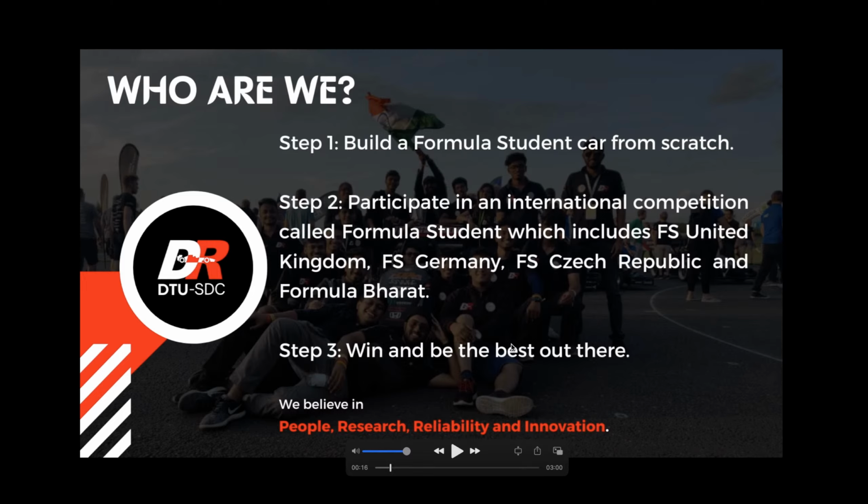Right. So there are three steps to be a part of this team, and three steps that we all have to follow once you are a part of this team as well. First is to build a Formula Student car from scratch. Second is to participate in an international competition called Formula Student, which includes international competitions like FS UK, FS Germany, FS Czech Republic, and the national leg of this competition that is called Formula Bharat. And the third step is, of course, to win and be the best team out there.